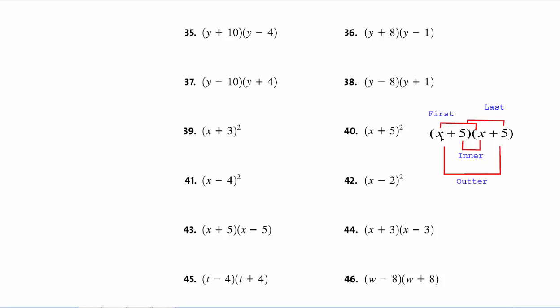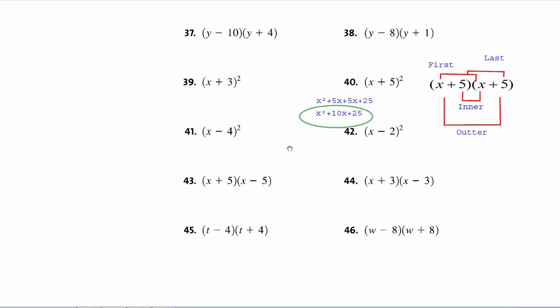So we continue with number 40 by using FOIL, right? The first, outer, inner, last. And again, we combine all of the components. So first would give me the x squared, which I'll write over here. The outer, or the O in FOIL, would give me x times 5, which is 5x. The I for inner would be 5 times x, which is also 5x. And the L for last would be the 5 times 5, which is 25. Again, we'll combine like terms, the 5x plus the 5x, to get 10x. And this is my final answer. And I think that completes FOIL.